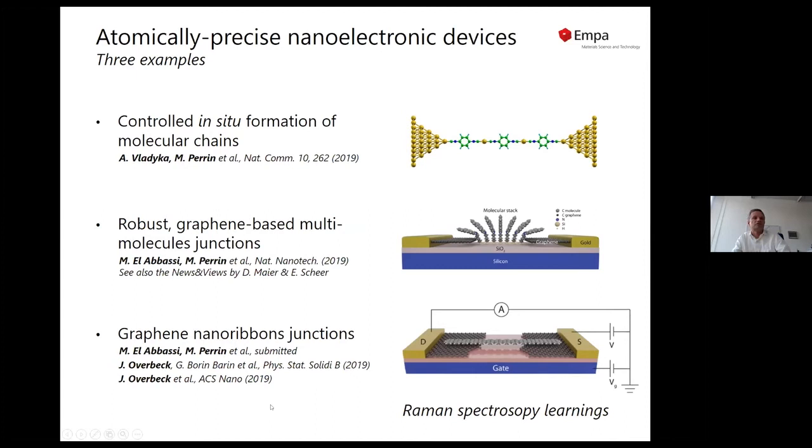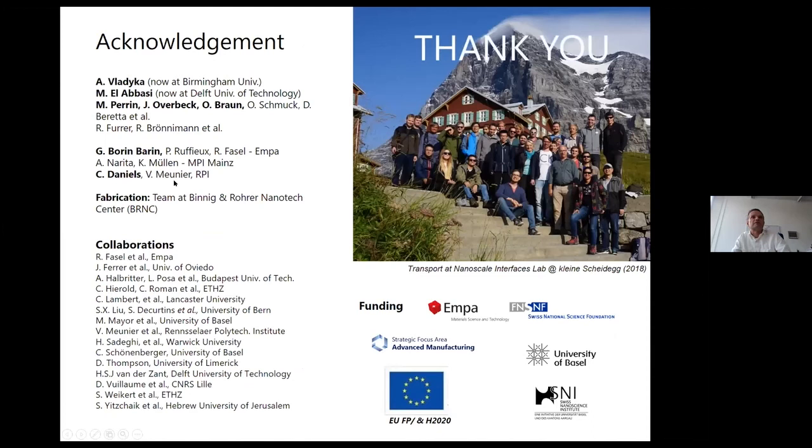So those are the people that have been essential for this work. Anton for the measurements on the isocyanide types of molecules, Maria for the graphene-based junctions. Michael, Jan, and Oliver were also key here. And those are the people that have been growing the nanoribbons. The modeling was done by Vincent, and we are grateful also to the BRNC for accessing their facilities, and these are the collaborations which we have on these projects and a few others. Thank you very much for your attention.